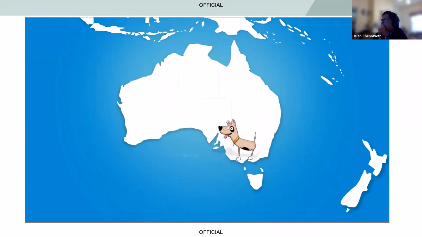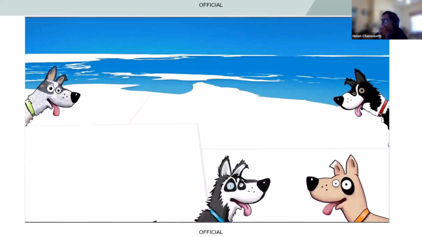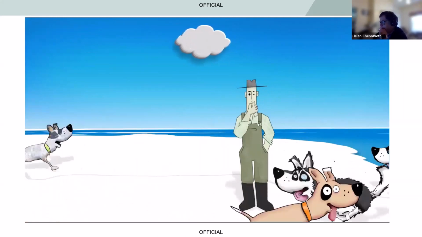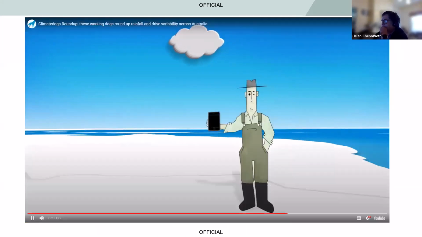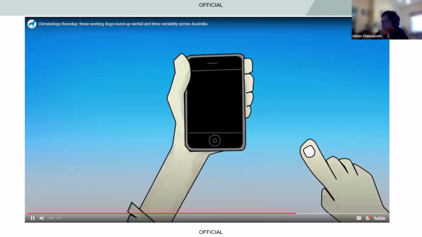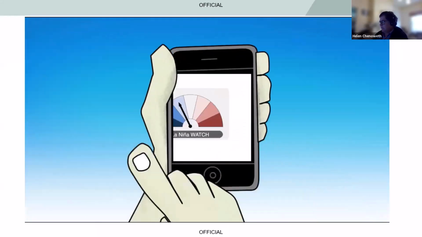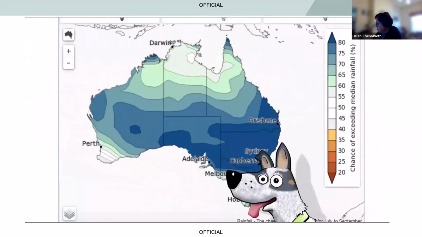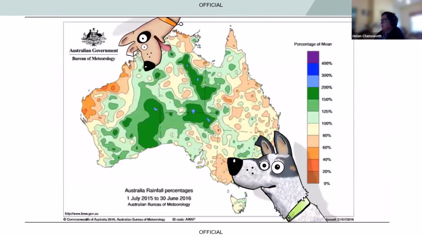These dogs often work as a team, helping one another to bring about our wetter and drier seasons. Over recent decades, some of these dogs have started to change their behaviour, contributing to the variability and changing weather patterns that many farmers have noticed. While we can't control what these climate dogs are up to, there are new and improved tools that can assist farmers to keep an eye on the pack, helping to improve our understanding of seasonal forecasts and manage climate risk.